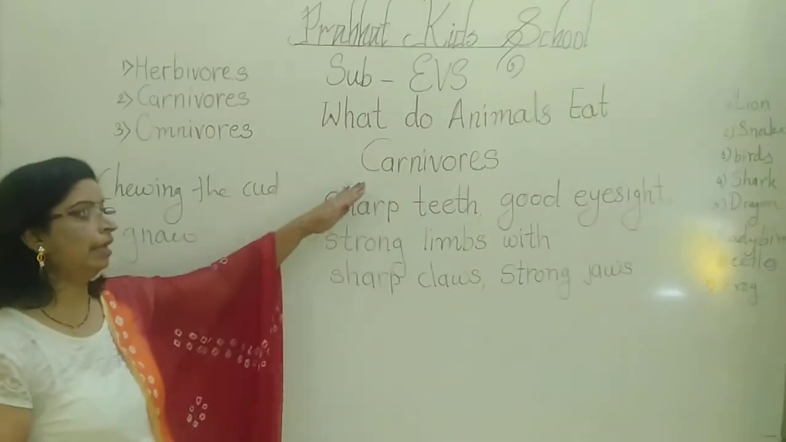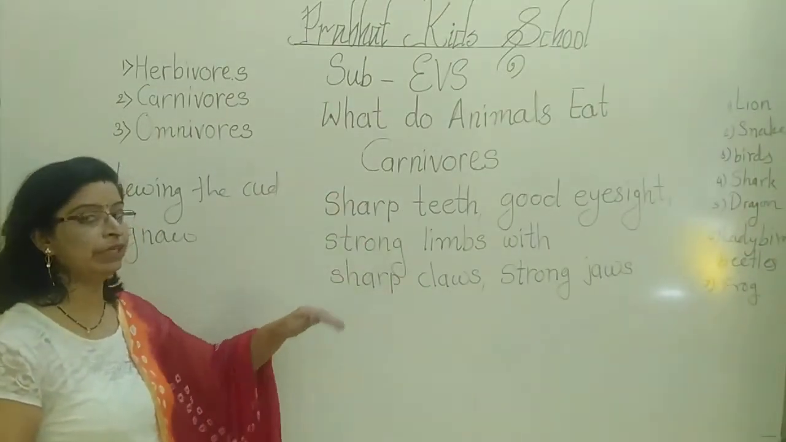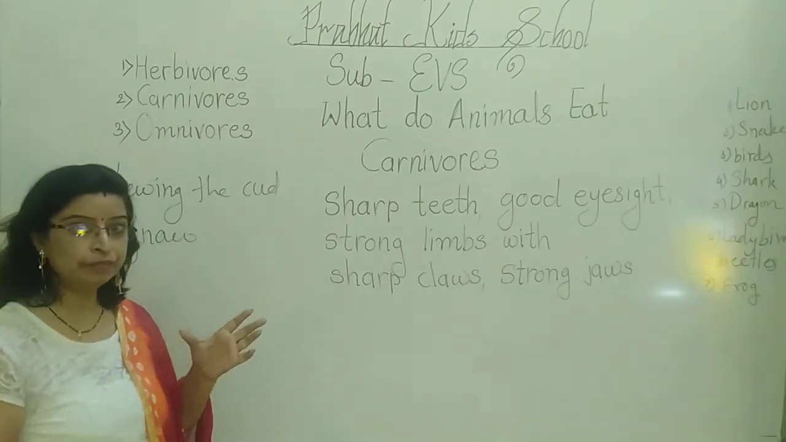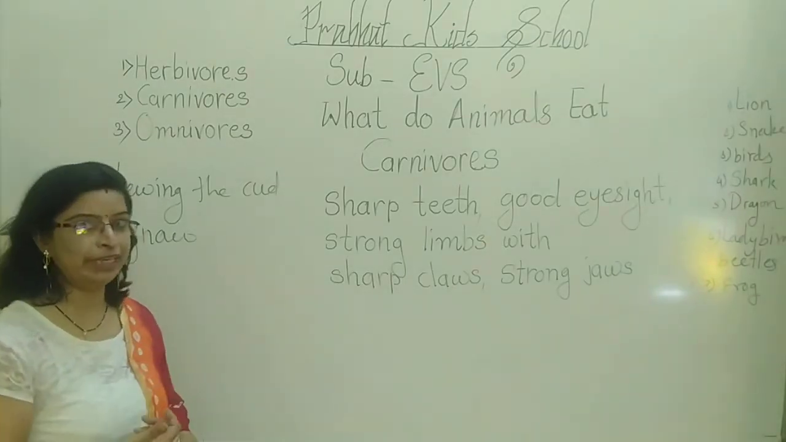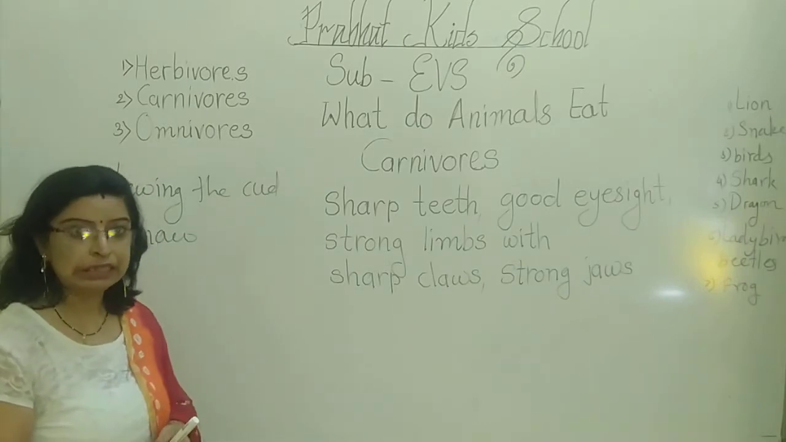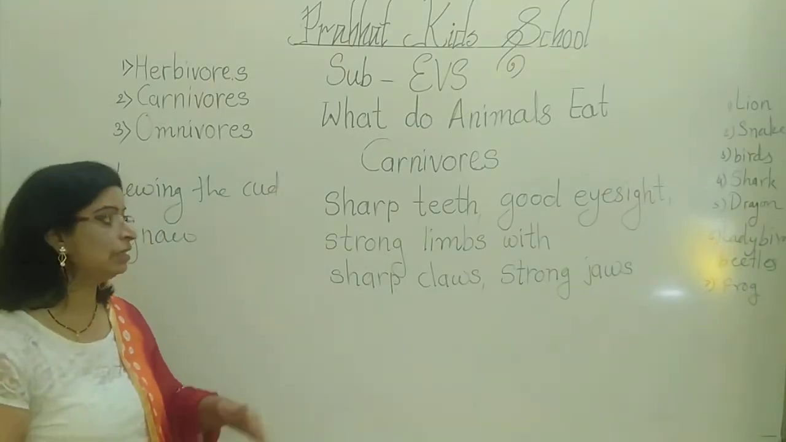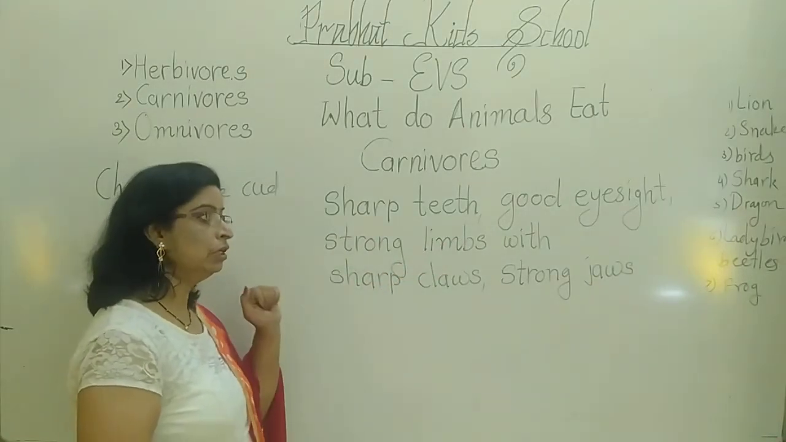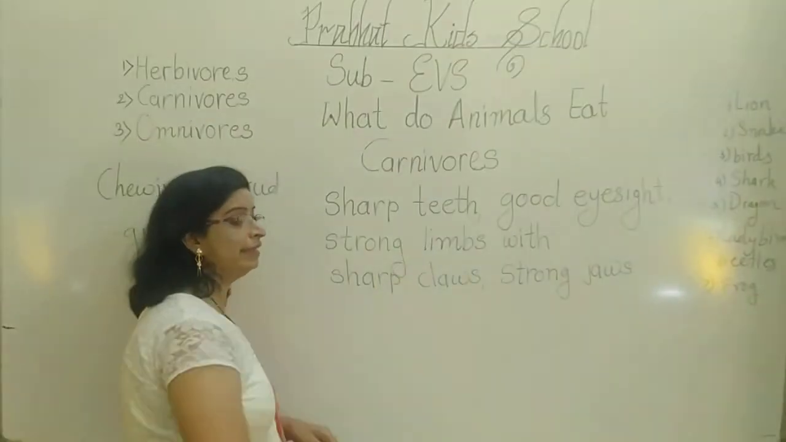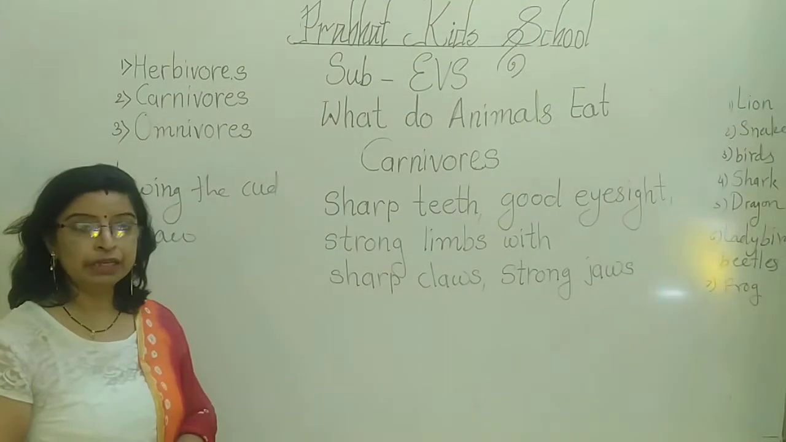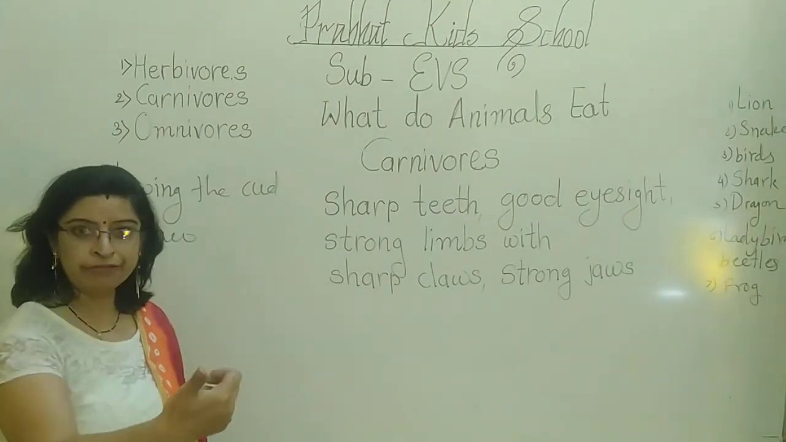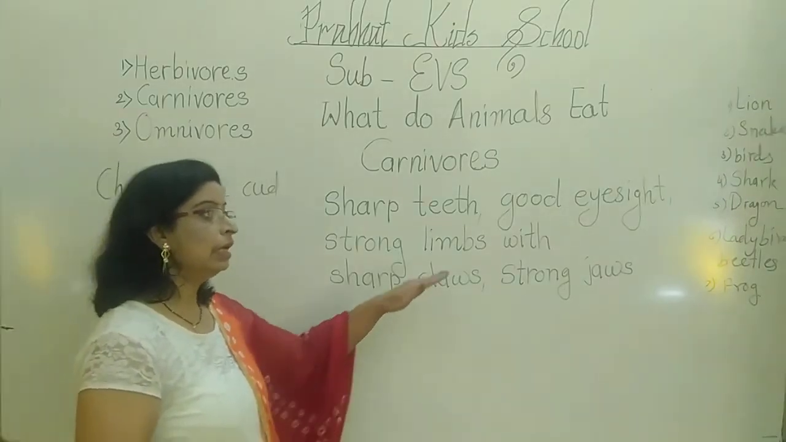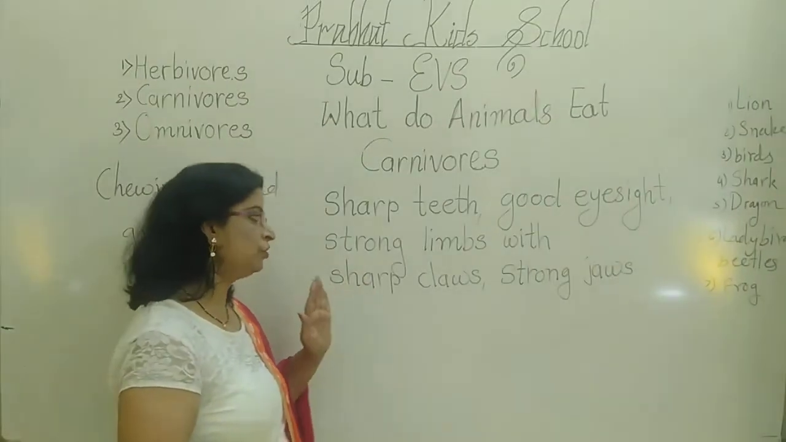Now see, carnivorous animals have sharp teeth. Their teeth are sharp. Why? To tear the flesh, because they kill other animals and eat their flesh. So that's why their teeth are sharp. Their eyesight is good. Why? Because they run after the prey and catch the prey. So that's why their eyesight is very good.